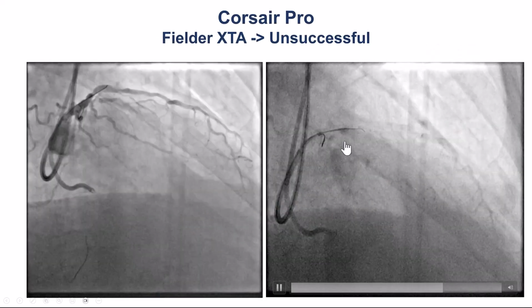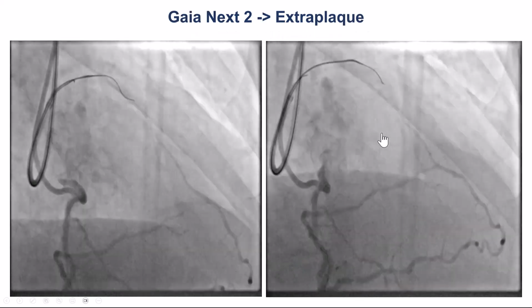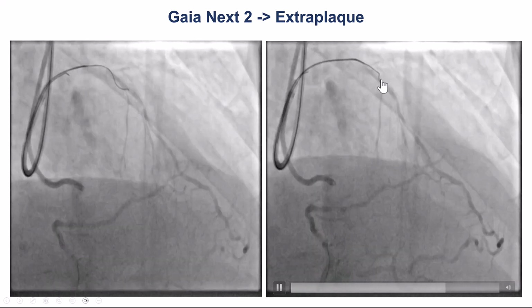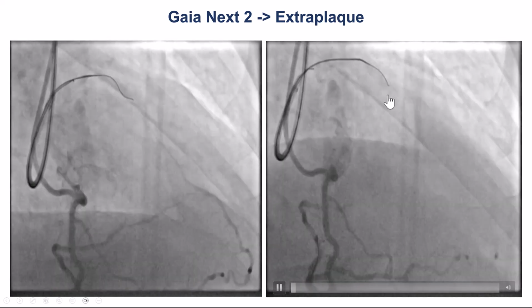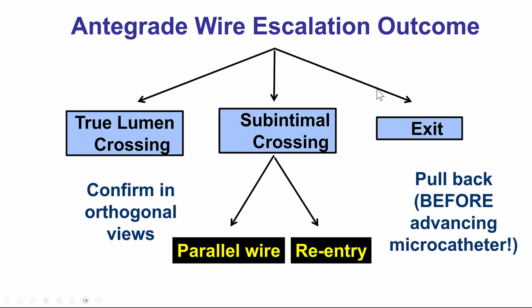We tried first with a Fielder XTA, but didn't have much luck. Then we did try with a stiffer tip wire. This is a Gaia Next 2. And although it is moving with the vessel, we're clearly not in the lumen, we're in the extraplaque position. So what to do next?